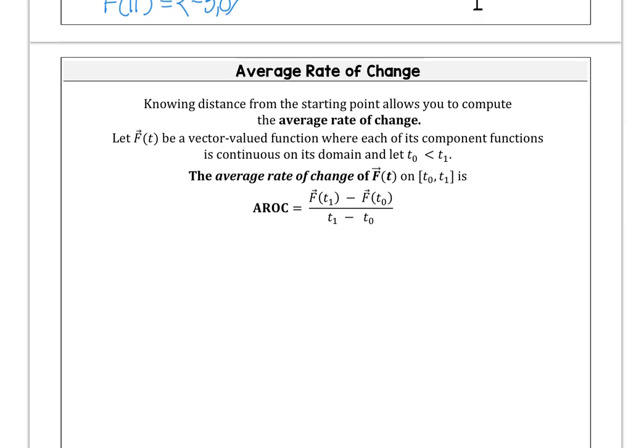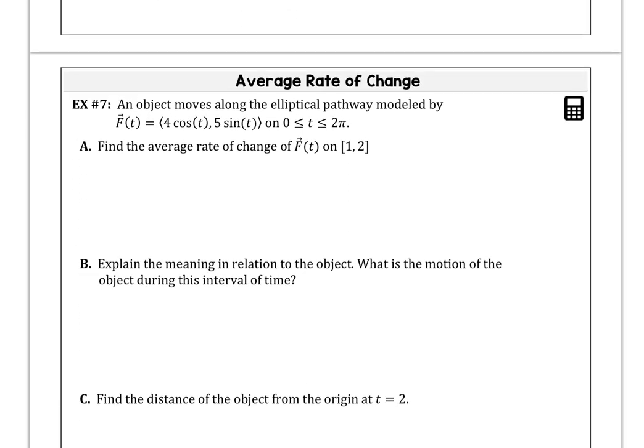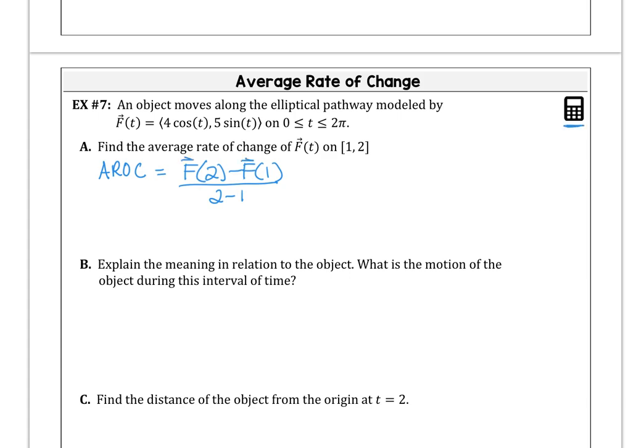So we can look and practice on this last example for number 7. If we have an object that moves along the elliptical pathway modeled by f of t is 4 cosine t, 5 sine t on 0 to 2 pi, let's calculate the average rate of change from 1 to 2. So we're calculating the f of 2 minus the f of 1 divided by 2 minus 1. So these are vectors. You need your calculator to verify that I haven't made any mistakes.